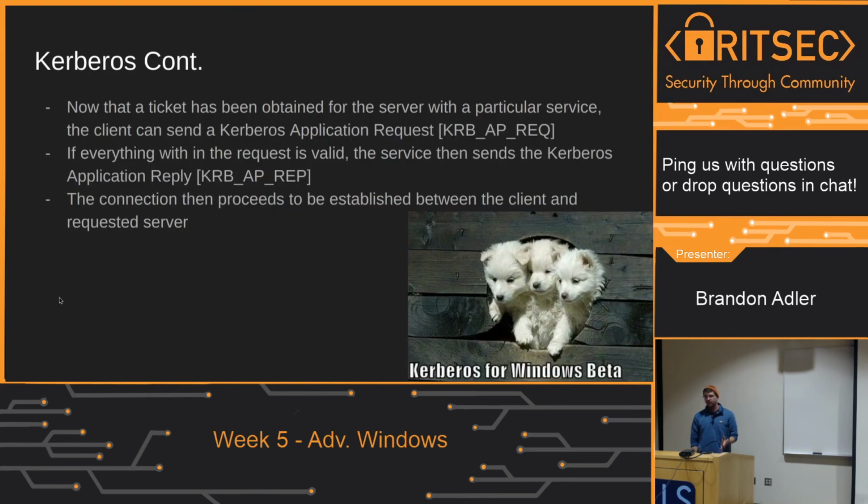So now that you got a ticket for, let's say, your file service, your file server, the Kerberos application reply is going to come through, and that means that you definitely have access to those resources. So you can connect to the server beforehand, but let's say you need access to another share on that server. So that's another thing that this application request and reply is for. And that is then able to establish that you have access to this specific folder or share on that file server.